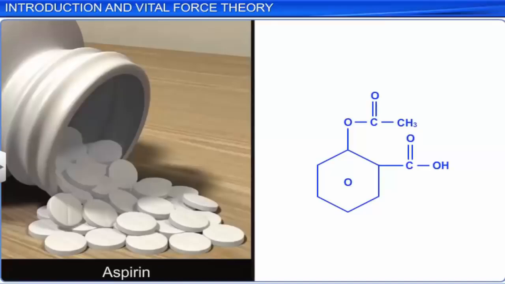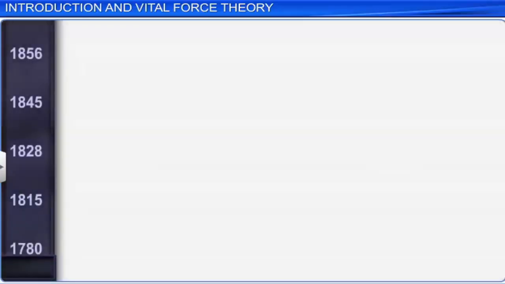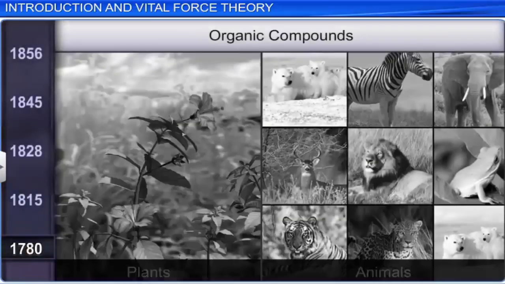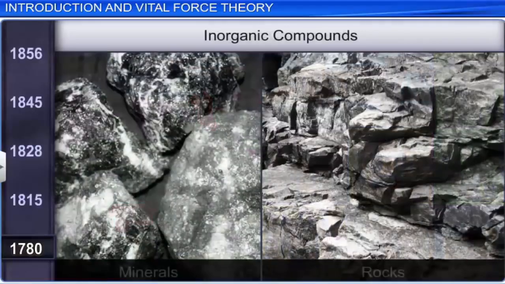In 1780, chemists discovered that organic compounds can be obtained directly or indirectly from plants and animals, while inorganic compounds are obtained from non-living resources such as minerals and rocks.